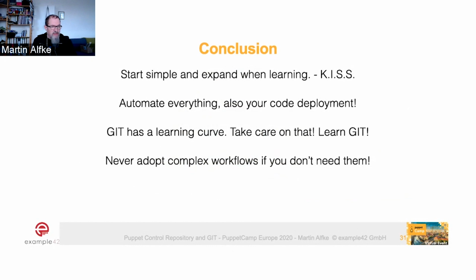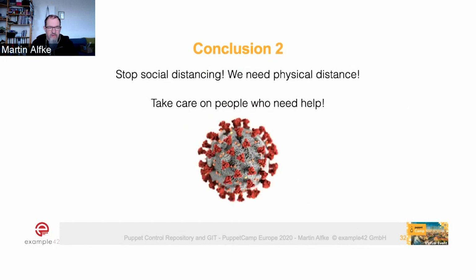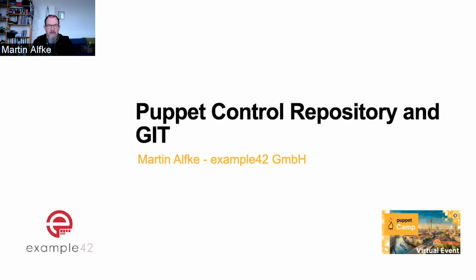And last but not least, I just have one more thing to say. Everybody is talking about social distancing. Please stop saying social distancing. That is something that mankind has done since ages. What we need is physical distance. Take care of people who need help. Take care of small local businesses so that they survive. These are people that are paying our taxes. And I'm open to any kind of questions.